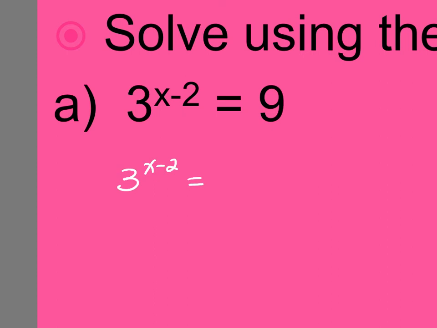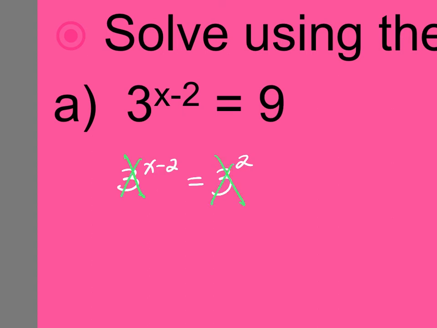Now, is there a way that I can break down 9 so it has a base of 3? Yes. What would that be? 3 times 3. So it would be 3 squared. Agreed? Right. All right. So now that the bases are the same, what did I tell you to do once the bases are the same? Cross them out.